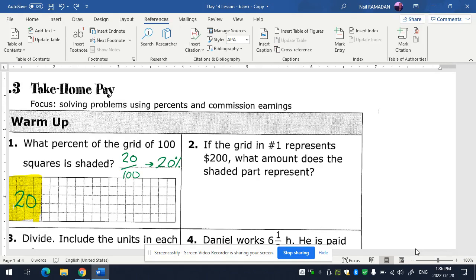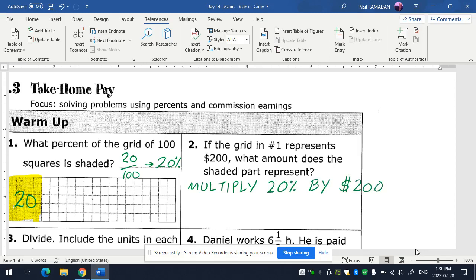How much is 20% out of 200? So we need to multiply 20% by 200. So first, everyone, multiply. Go ahead, multiply 20% by $200. How do you multiply any percent?